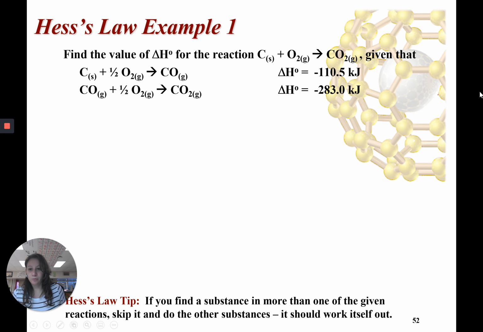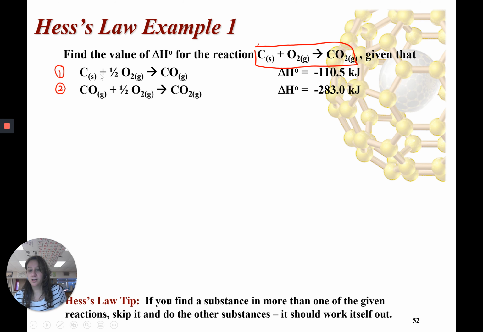So the way that you would do this is you would look at the equation you're interested in, which is this one right here. And you'd go through each of the substances. So let's start with carbon. So you check which equation has that carbon. I'm going to call these 1 and 2. So equation 1 has carbon.